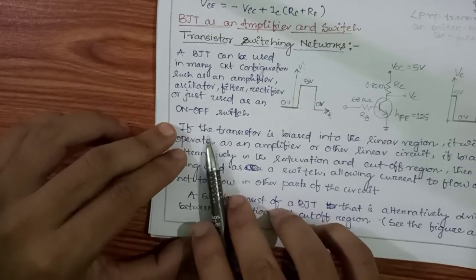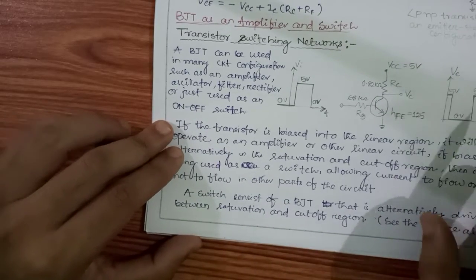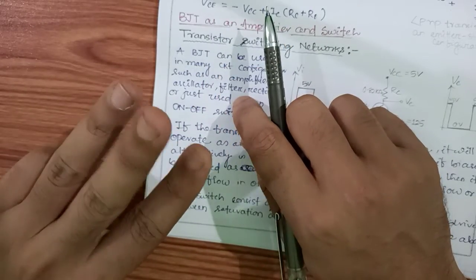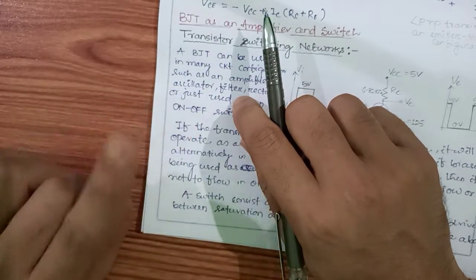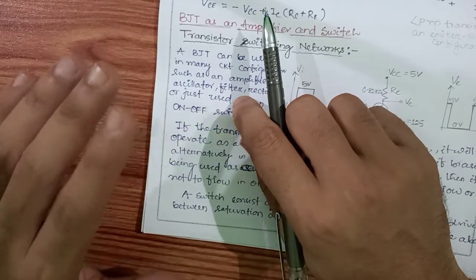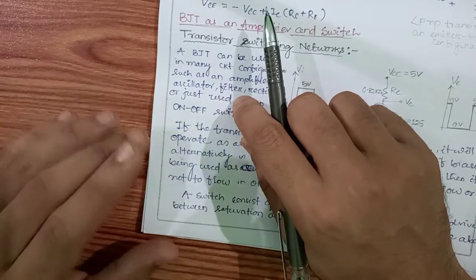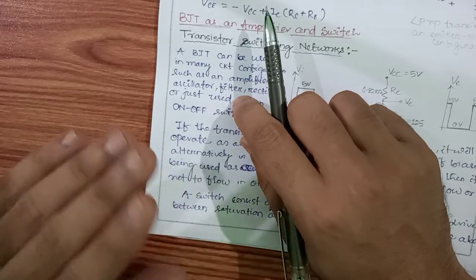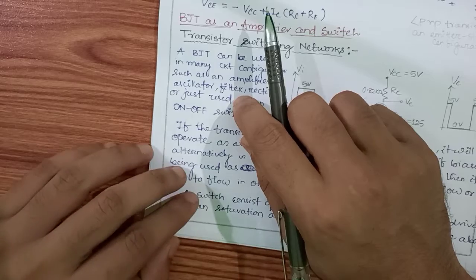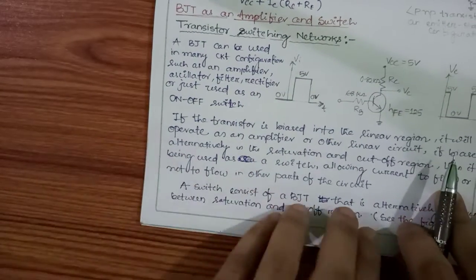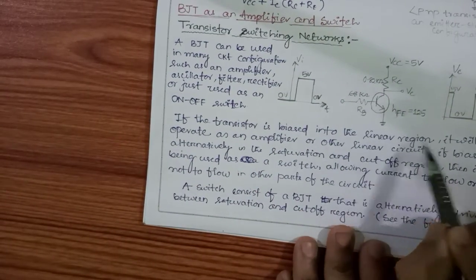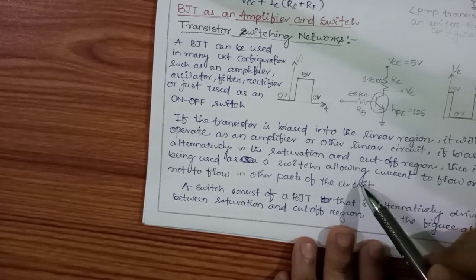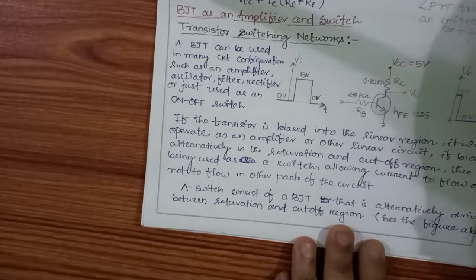Okay. So if the transistor is biased in the linear region, we know our transistor operates in 3 regions. One is linear, second one is saturation, third one is cutoff. So when our transistor operates in the linear region, it will act as an amplifier. We will see how in the linear region amplification is done. And when our transistor operates in the cutoff and saturation regions, it will act as a switch. Okay. Now see this point. If the transistor is biased into the linear region, it will act as an amplifier, or if it is in saturation and cutoff region, it will act as a switch. Okay. So you will see with an example.